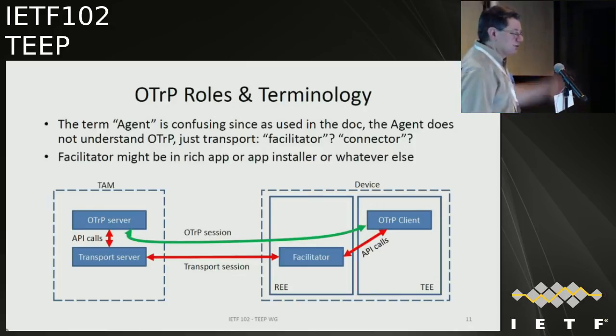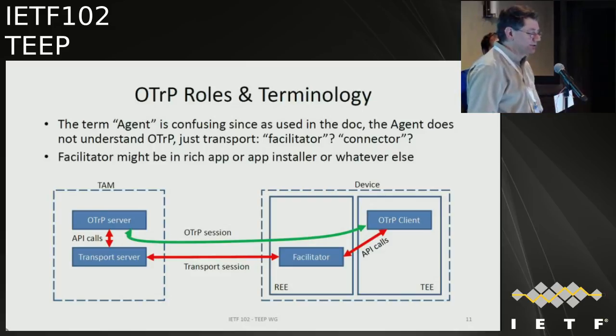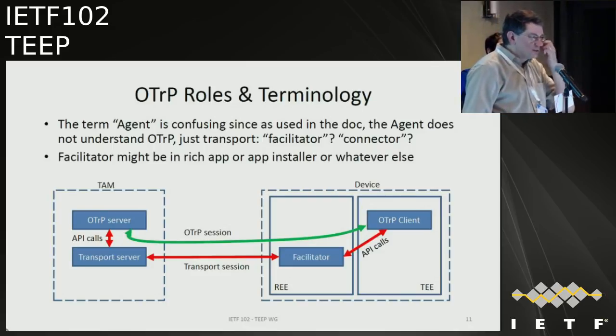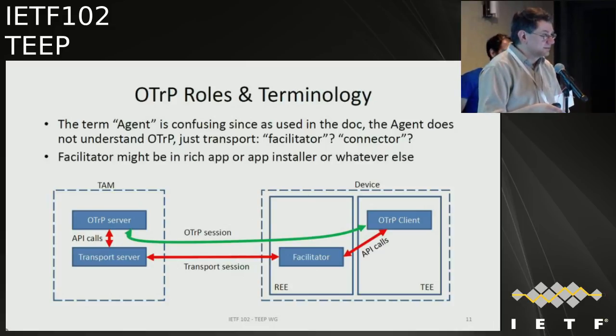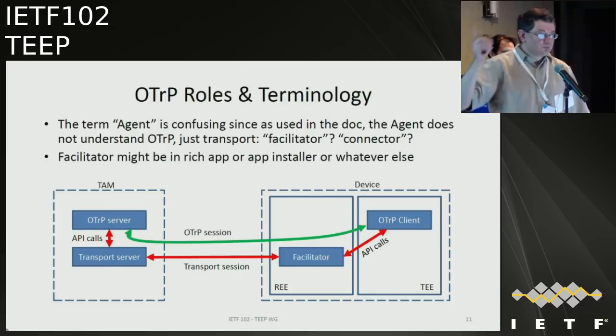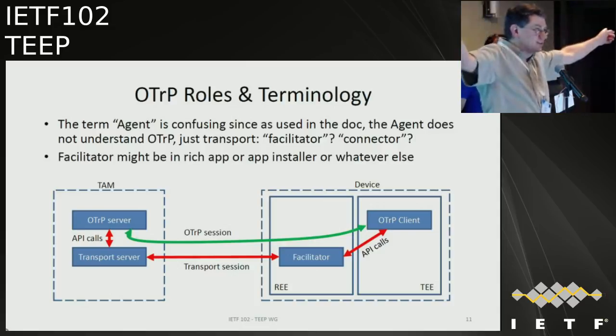We had a lunch discussion, and so this was actually my diagram that he included in his deck. One piece of feedback on the architecture document was that the term agent, as used, is an English word that doesn't mean to most people what it means in the document. In normal English, an agent is somebody that is authorized to act on your behalf. In the document, the term agent is used to refer to something in the rich OS that is not authorized to act on your behalf. It's just authorized to relay messages it can't understand.